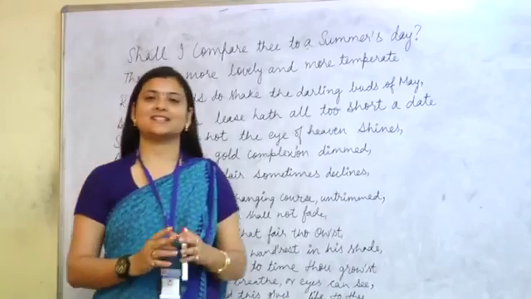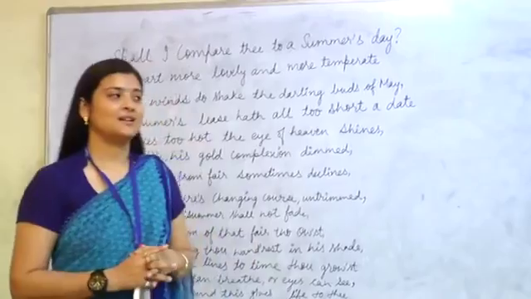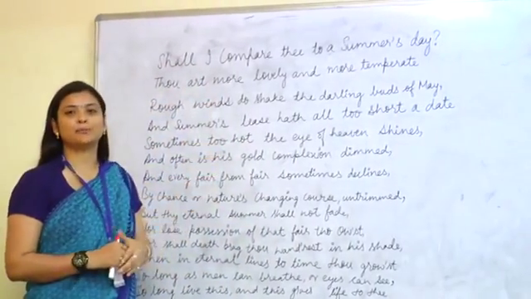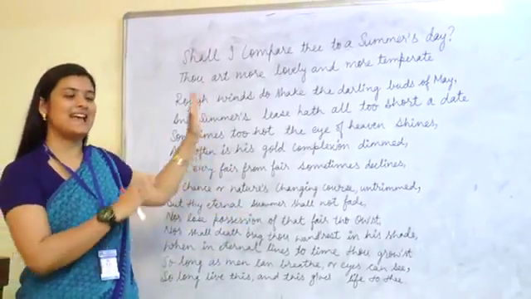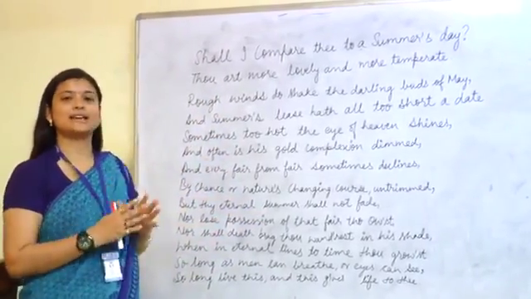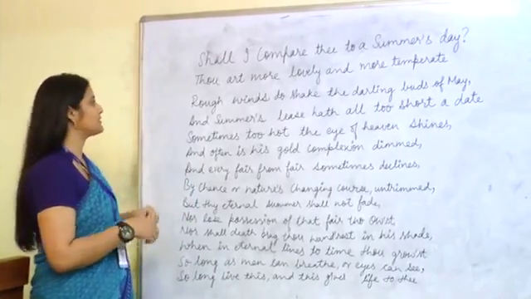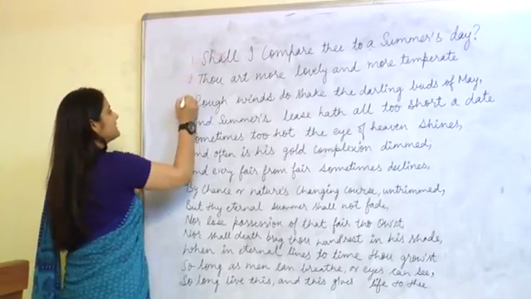We are going to discuss a famous sonnet by William Shakespeare, "Shall I Compare Thee." Before going to the sonnet, first of all, let's analyze it. What is there in the sonnet? As I told you, it is a sonnet, so obviously first of all we will give lines to it. It has 14 lines.